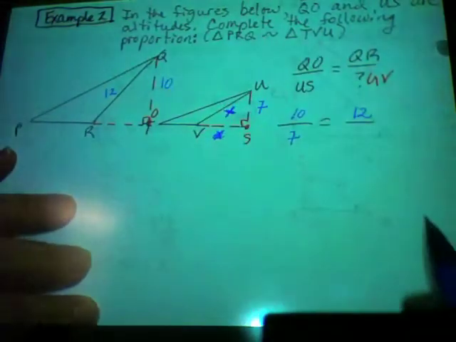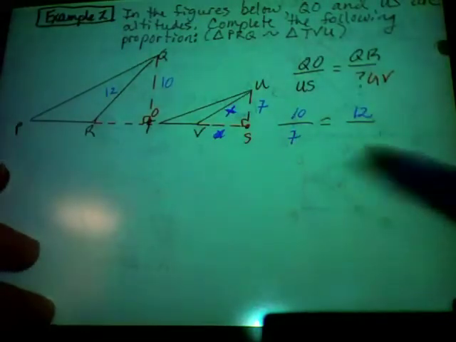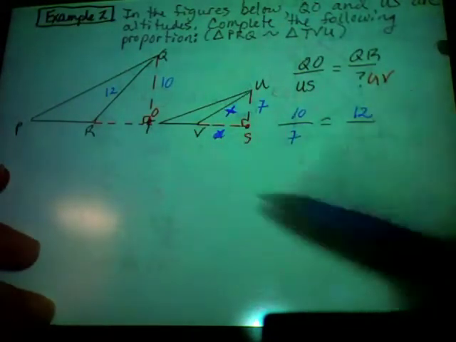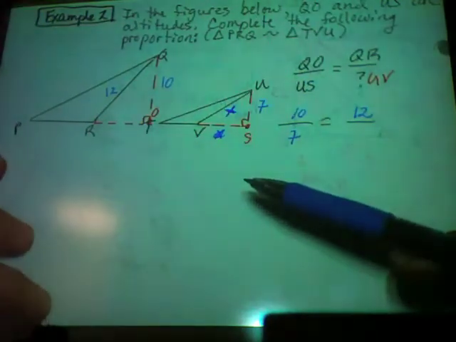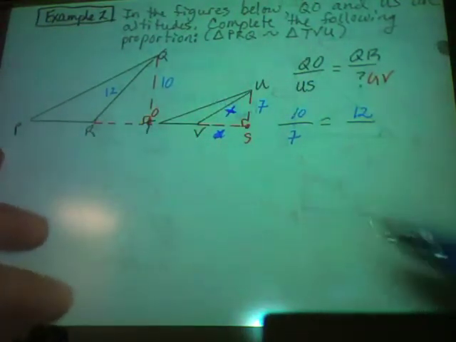How did I know I had something wrong? When you set up your proportion, was that UV? Nope. You guys are asleep, wake up. I probably had less sleep than you did. I'm nearly wide awake. So go ahead and solve that proportion.